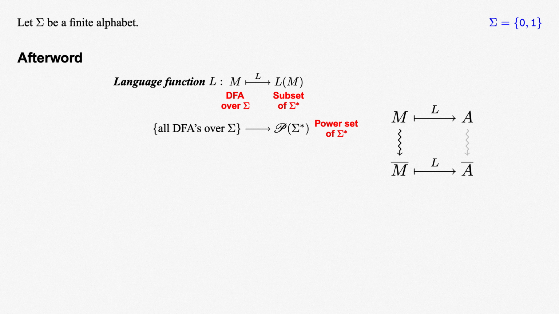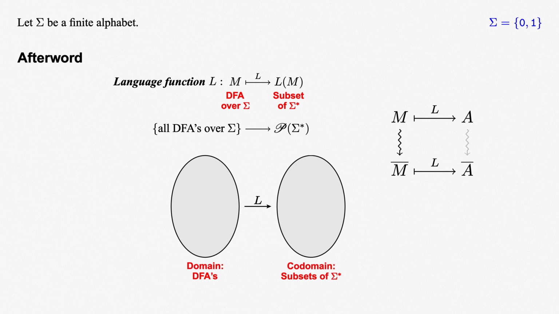You can chew on that for a bit if you like, but for now it simply fills the role we need of it. Our language function L outputs subsets of sigma star, which are then elements of the power set of sigma star. The domain of this function is the set of all DFAs over sigma, and its codomain is the set of all subsets of sigma star, in other words, the power set of sigma star.